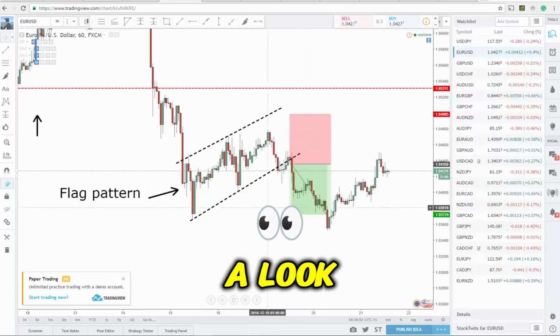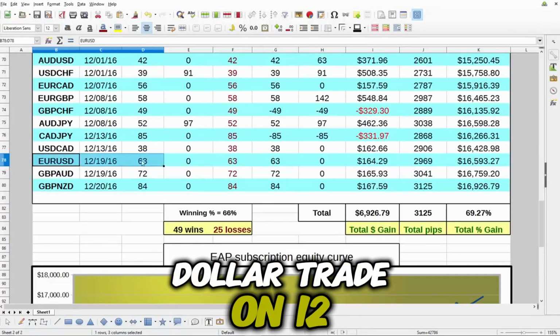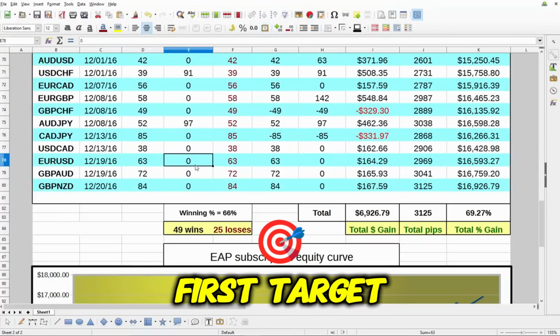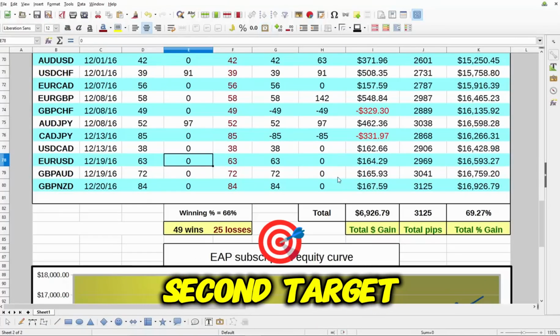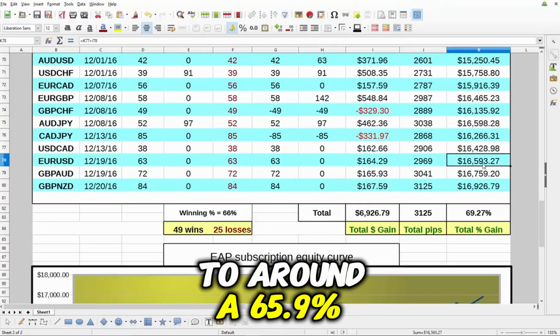If we take a look at the EAP equity curve, here you can see that we have the euro dollar trade on 12/19, which was Monday, with a 63 pip first target and 0 on our second target, which brought our total return in the EAP to around a 65.9% return.